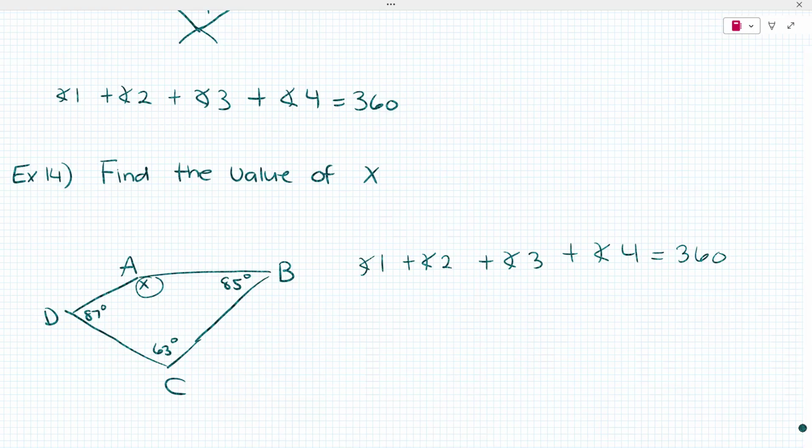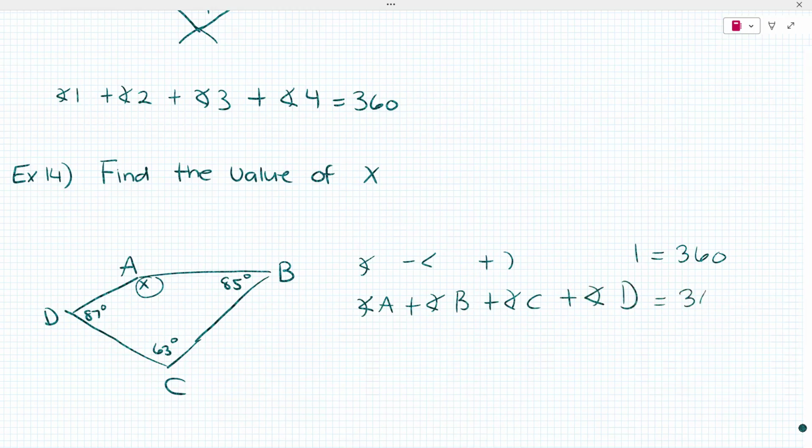Oops, I didn't mean that. We don't have numbers, we have letters, right? So that's angle A, B, C, D equals 360, right? So we can easily find x.